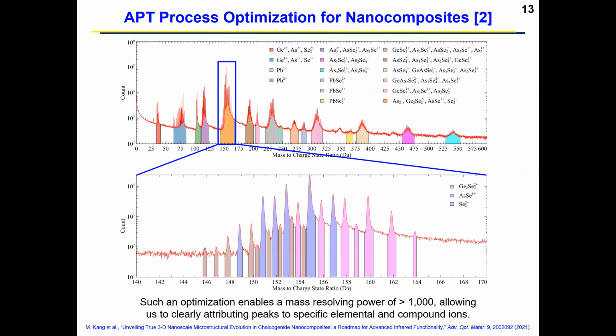With this almost six months long optimization process, we were able to get a desirable mass spectrum at the detector with an outstanding mass resolving power greater than 1000, allowing clear assignment of each elemental and compound ion to observed peaks at each location of the detector, which are then converted into a map of elemental distribution.